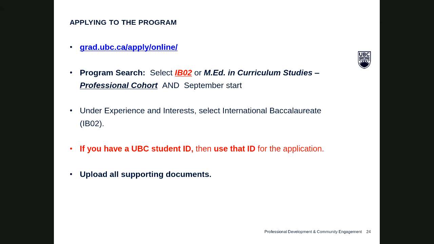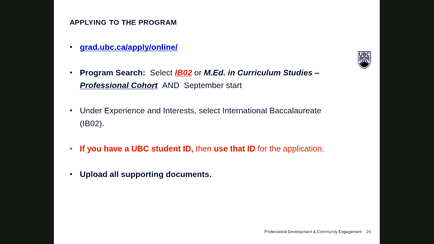So where you're going to apply is at grad.ubc.ca/apply/online. When you're doing the program search, we suggest that you look under IB02 or MEd in Curriculum Studies Professional Cohort, and it starts in September. Under Experiences and Interests, please select the International Baccalaureate, IB02.